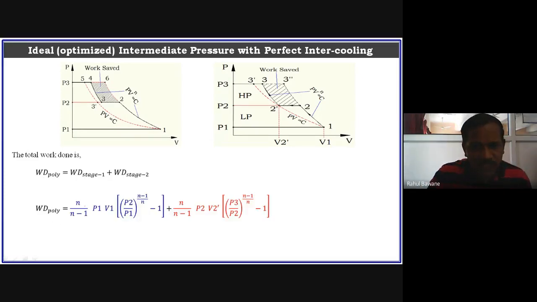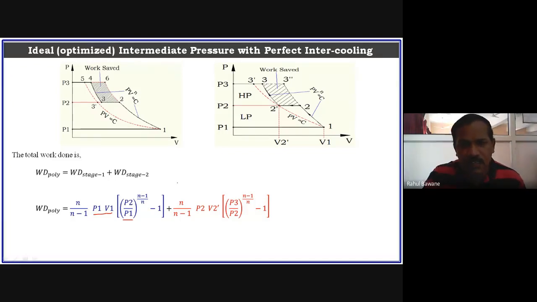Now the first cylinder, polytropic compression: n upon n minus 1 P1 V1. This is our initial condition of air. What is the pressure ratio in the first stage? It is compressing from P1 to P2, so the pressure ratio is (P2 upon P1) raised to the power (n minus 1) upon n, minus 1. This is our stage 1.